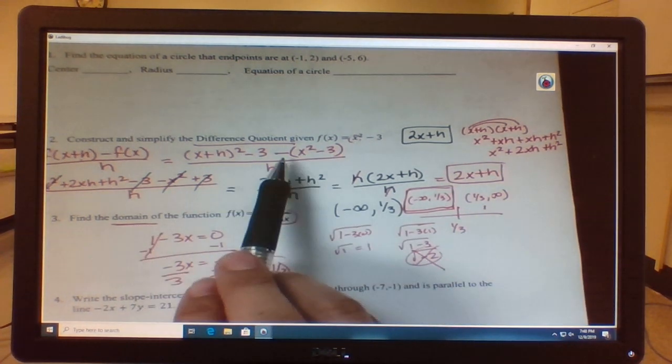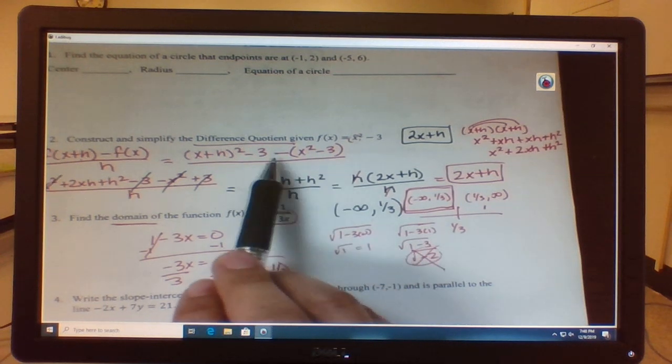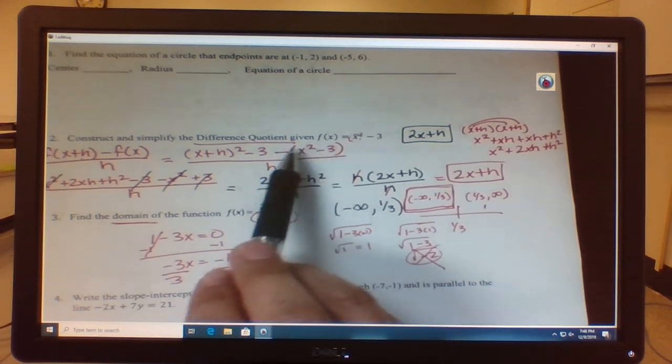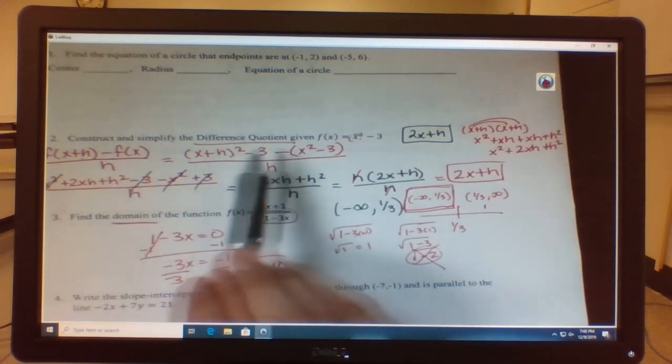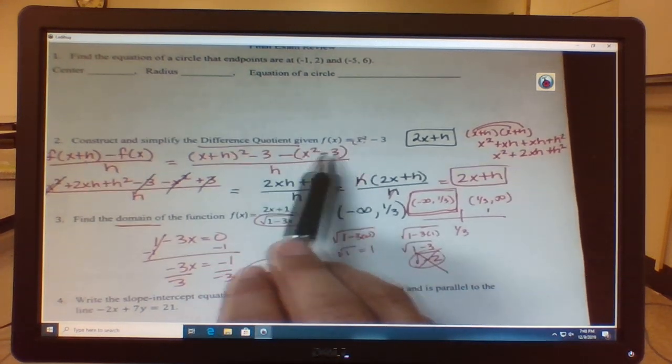Because it's a negative times a negative. Remember this subtraction, so we need to not forget that after that subtraction, put parentheses because it's going to affect everything inside.